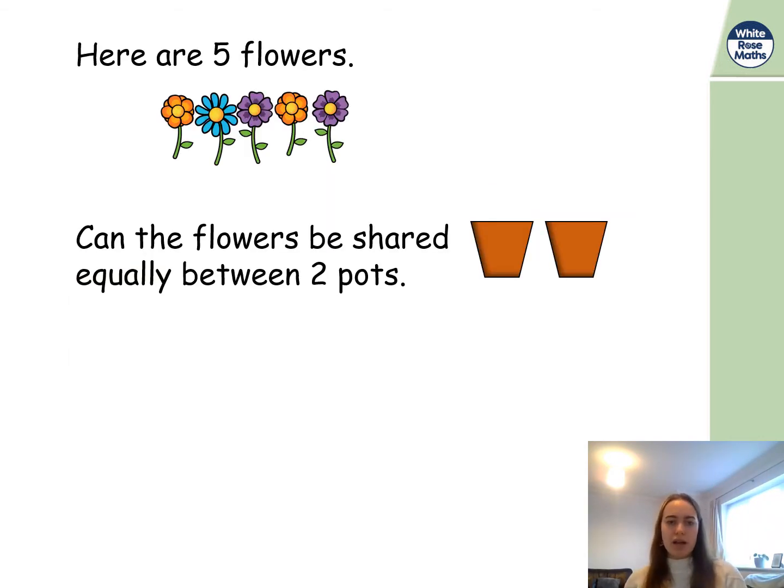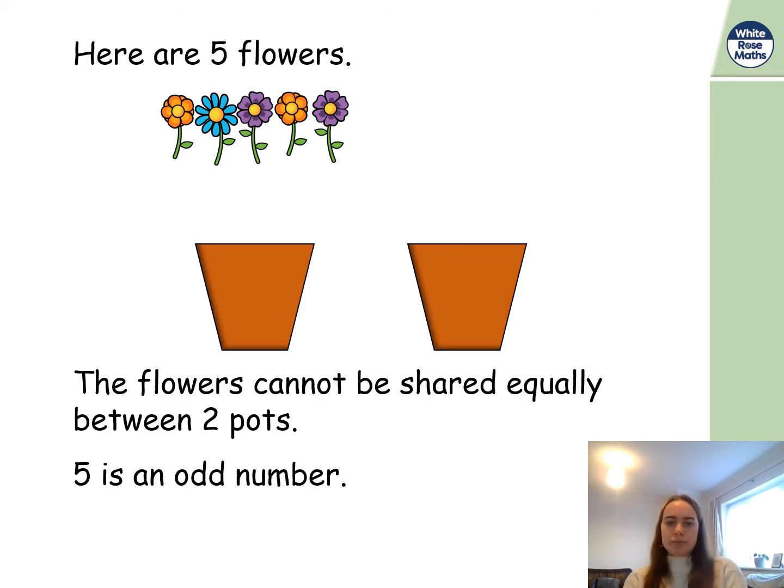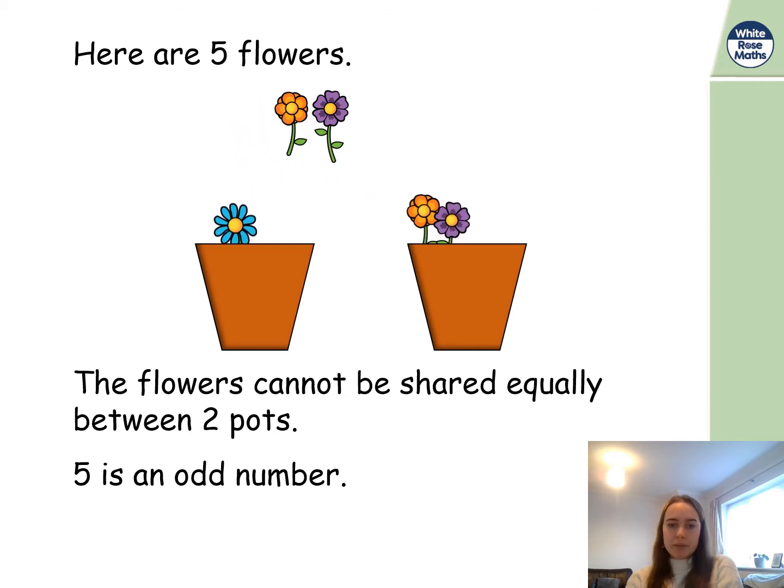Here are 5 flowers. Can the flowers be shared equally between 2 pots? So this is similar to our equal groups that we've been looking at. So there we go, sharing 1 at a time to make sure it's equal. But look at that, we've got 1 left over. The flowers can't be shared equally between 2 pots. So 5 is an odd number because we've got 2s and then we've still got 1 left over.